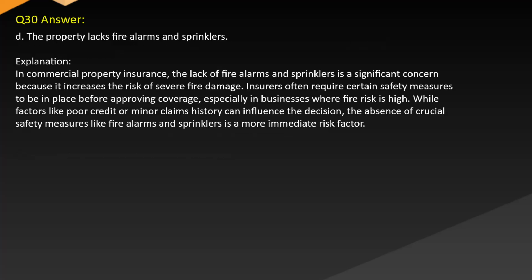Answer: D. The property lacks fire alarms and sprinklers. Explanation: In commercial property insurance, the lack of fire alarms and sprinklers is a significant concern because it increases the risk of severe fire damage. Insurers often require certain safety measures to be in place before approving coverage, especially in businesses where fire risk is high. While factors like poor credit or minor claims history can influence the decision, the absence of crucial measures like fire alarms and sprinklers is a more immediate risk factor.